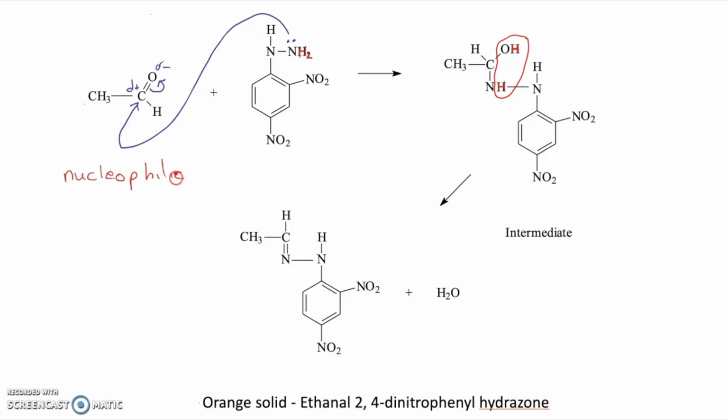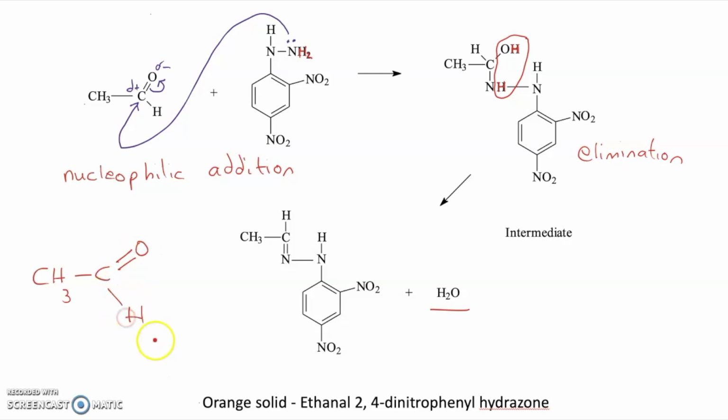So the first part of the reaction is a nucleophilic addition, and the second part of the reaction is an elimination, because the hydrogen and the OH are removed and they join together to form water. And the final product is the orange solid. This orange solid would be called ethanal 2,4-dinitrophenylhydrazone.